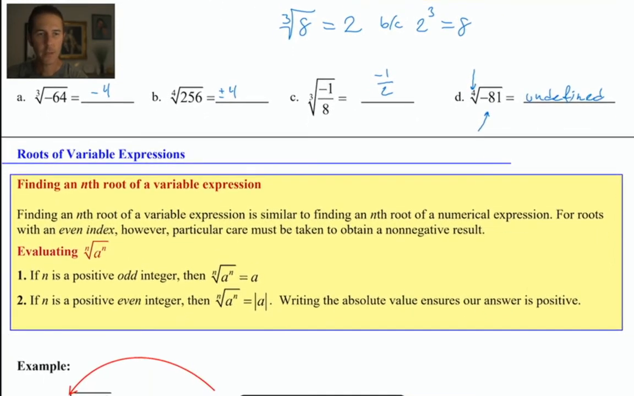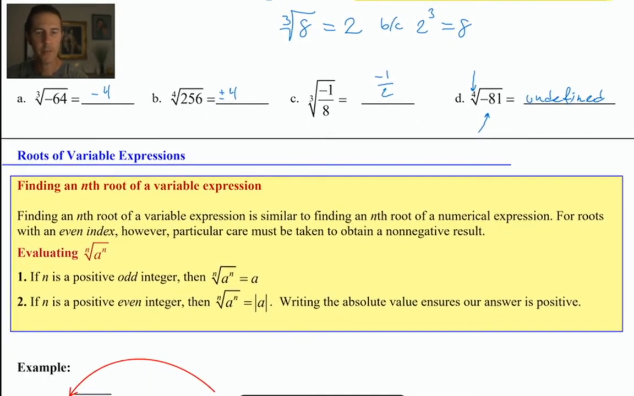All right, let's take a look in this yellow box. Finding an nth root of a variable expression. Okay, it's already too many words for me, right? I'm a math major. I didn't get into it for all these words. I'm going to jump down to these bullets.